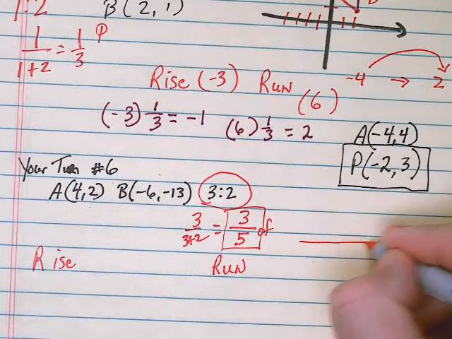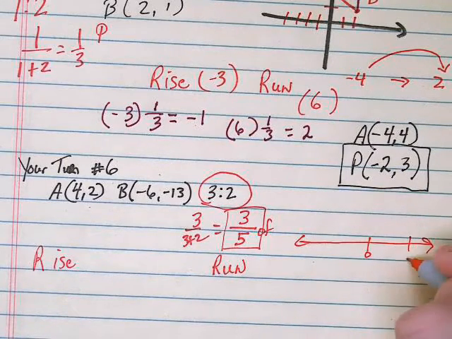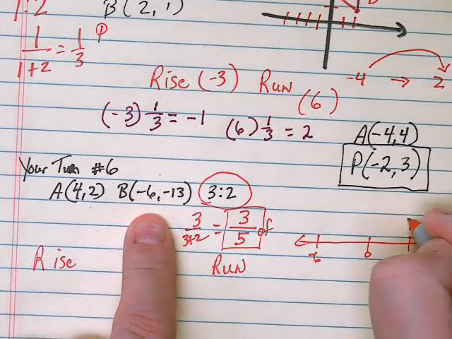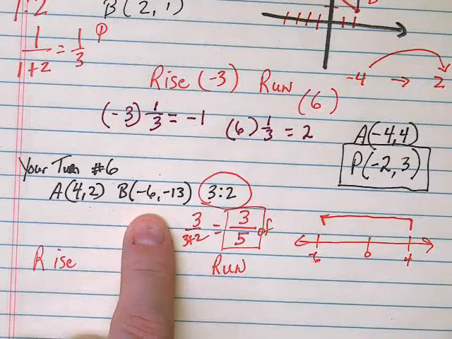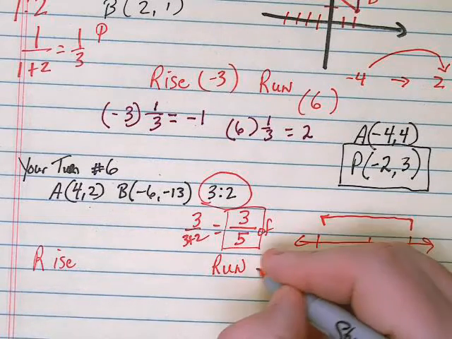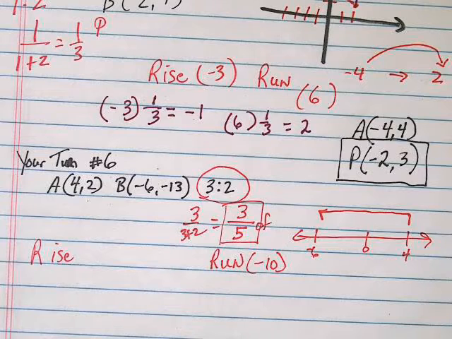Here's another way, a little hint: think of a number line. If this is 0, and I start at 4 and go to negative 6, how far did I go? 10 units. Do I go positive or negative? Negative. Let me stop there and make sure everyone sees that. The run from A to B is negative 10. Hope you're good there.